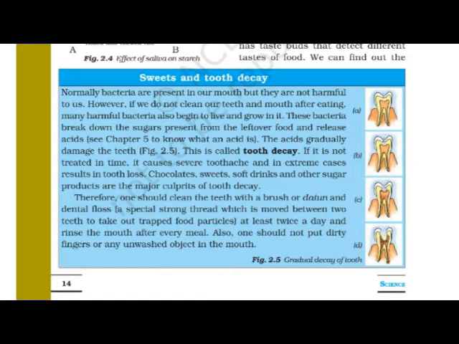Also one should not put dirty fingers or any unwashed objects in the mouth. Many times we observe it in the classroom also, even though you are in the 7th standard, your friend or you may be putting your dirty hand or dirty finger in the mouth. Sometimes it is unwashed, so it can cause various problems. So we have to take care. We should not put unwashed hands in the mouth. We have to wash our hands and only then put the finger in the mouth for some purpose.